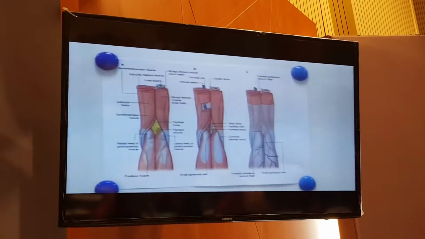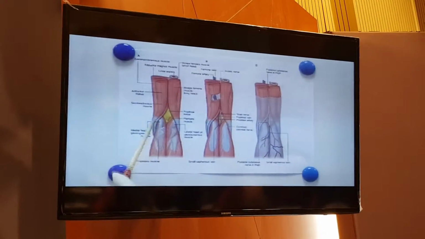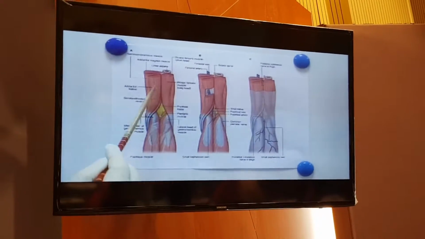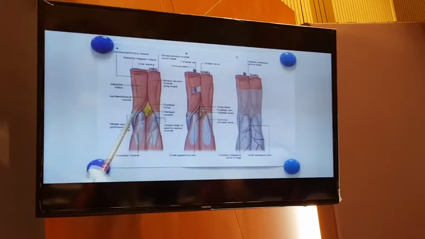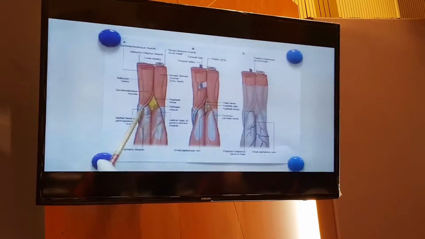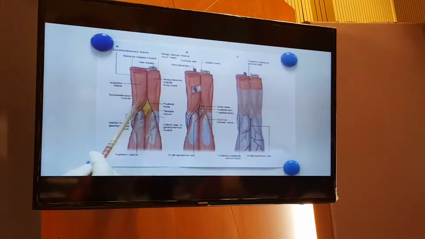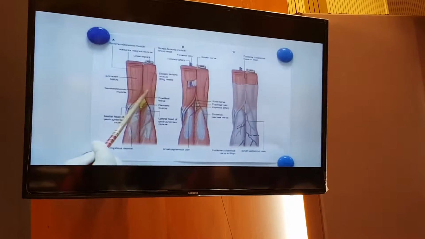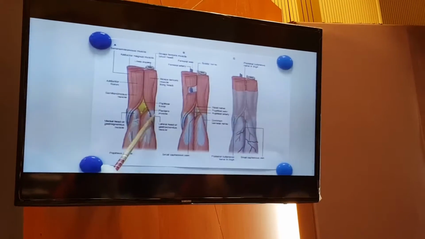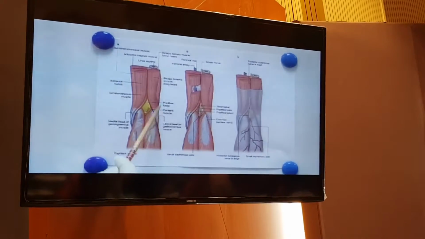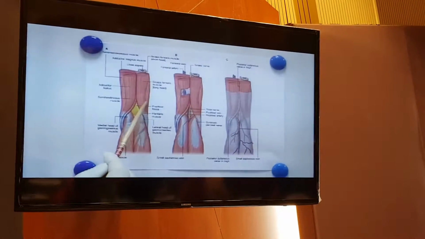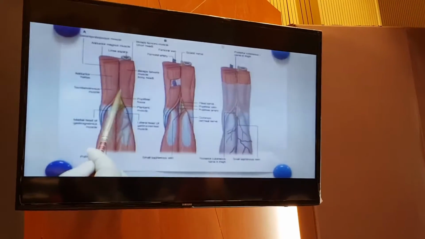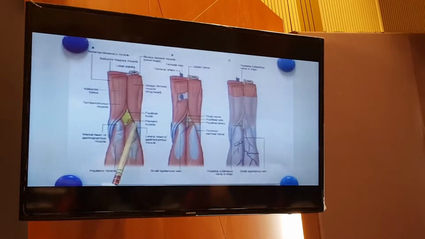So what are the structures forming the upper medial border? You see here, on this medial side, here is the semitendinosus muscle and the semimembranosus muscle. These two muscles will form the upper medial border of the popliteal fossa. On the upper lateral side, you have another two muscles, that is biceps femoris, long head, and deep to that one is biceps femoris, short head. These two muscles will form the upper lateral border of the popliteal fossa.